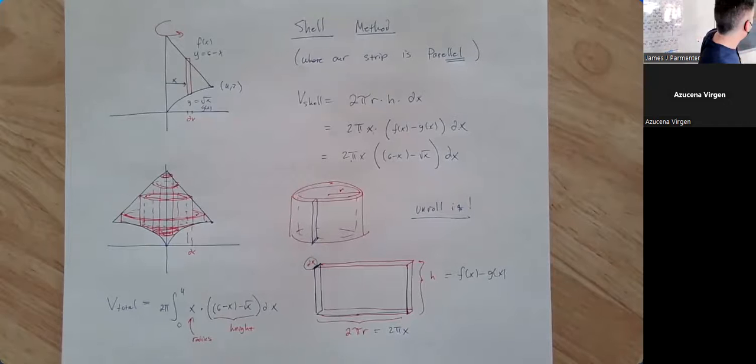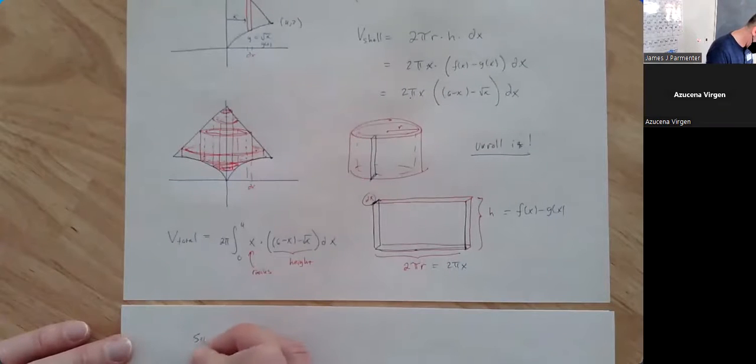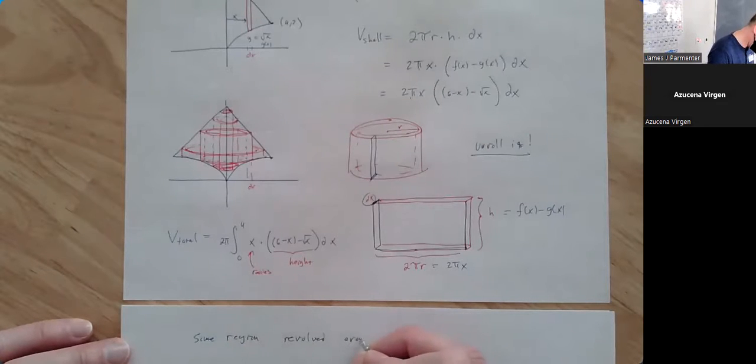Professional. Thanks. So let's talk about what happens if your axis of rotation is a tiny bit different. So let's say instead, what if the same region were revolved around, that'd be super weird looking, x equal to -2.